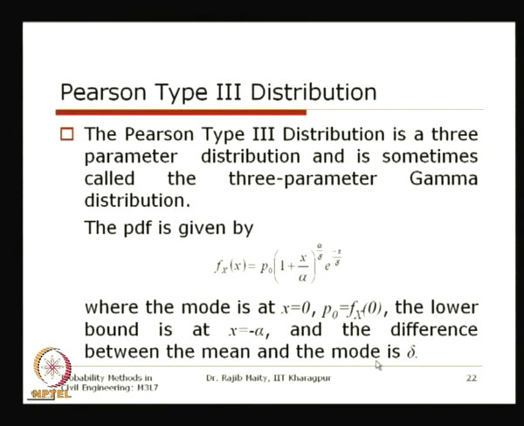But for the gamma distribution, the difference between the mean and mode is not specified. Now for this Pearson type 3 distribution, the difference between the mean and mode is given by delta, which is a parameter of this distribution. Again, in the gamma distribution we have discussed that the lower bound is at 0. Here we don't want to keep this lower bound at any specific point, so the lower bound is also controlled by another parameter, which is minus alpha.